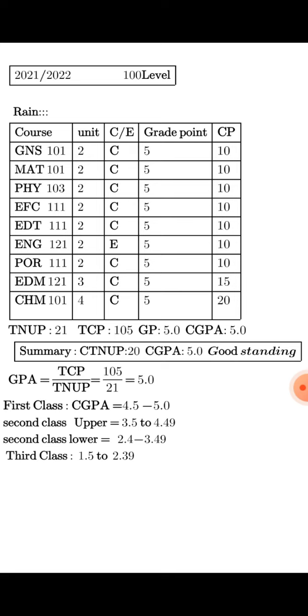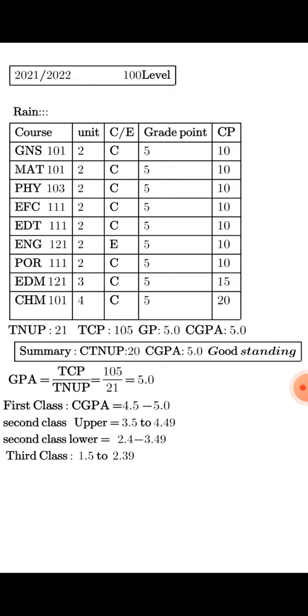Now the C and E simply mean compulsory and elective course. Some courses are compulsory, that is, it is a must that you do them. A course like GNS 101 is a must. All the students in Lagos State University must do GNS 101 because it is compulsory. E means elective, that is, anywhere you see a course with E, it is not necessary that you do it. You can decide to do it, or you can decide not to do it. That's what elective means.